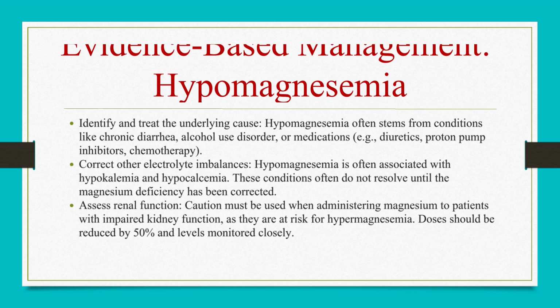Correct other electrolyte imbalances. Hypomagnesemia is often associated with hypokalemia and hypocalcemia. These conditions often do not resolve until the magnesium deficiency has been corrected. Assess renal function. Caution must be used when administering magnesium to patients with impaired kidney function, as they are at risk for hypermagnesemia. Doses should be reduced by 50% and levels monitored closely.